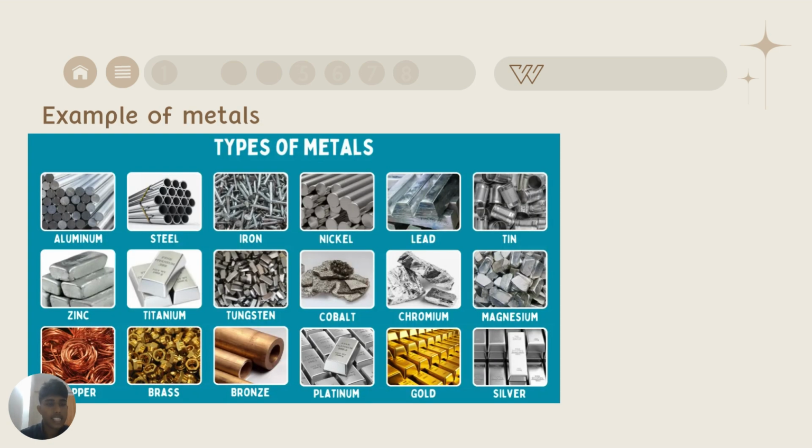And next slide is examples of types of metals. As we can see here, we got aluminum, steel, iron, nickel, lead, tin, zinc, titanium, and the most common metals we are using are gold, silver, and platinum. We use these for jewelry, and iron we use to build things made of wood.